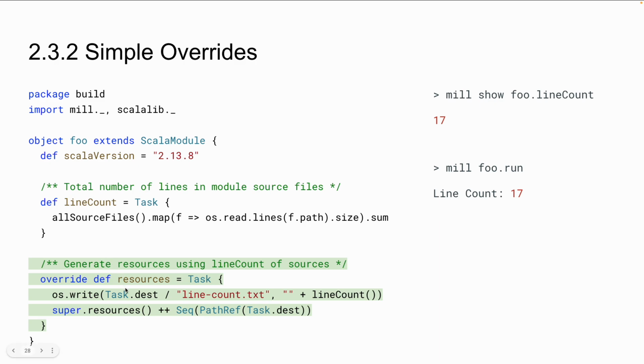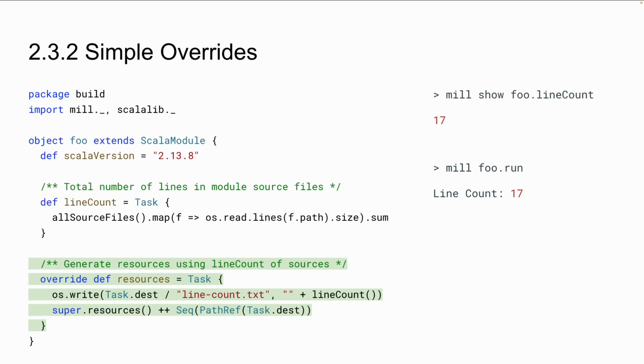And I can override my resource task to say, OK, write the line count to a text file and append this folder containing a text file to the super resources. And you all already know what override and super do, so I hope I don't need to explain it. And now, when I call mill foo.run, because I've overridden resources, it's going to use a new version rather than an old version, and I will be able to print out at runtime the line count 17.